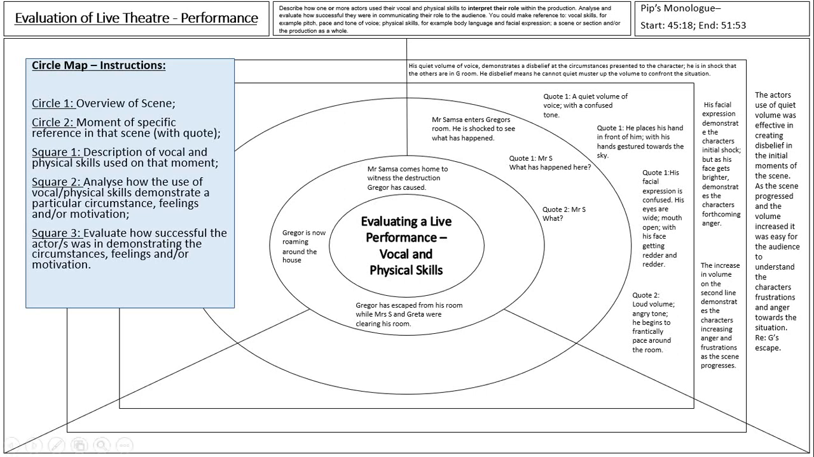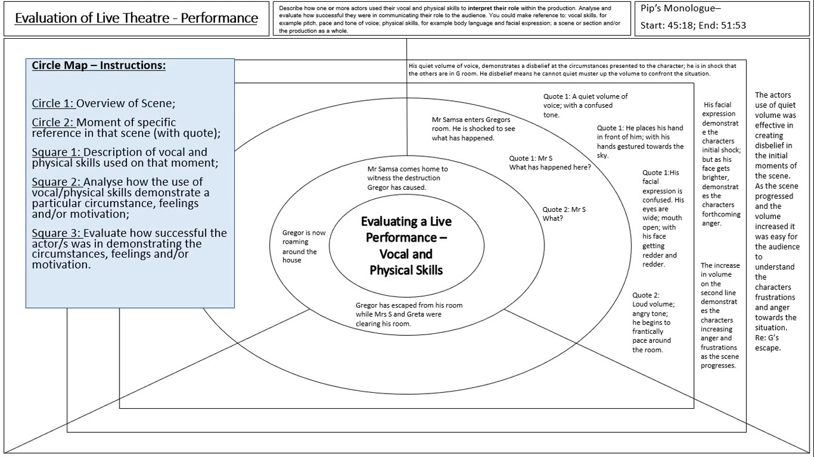As I move into my first square, I'm now going to ask you to describe the vocal and physical skills used at that moment, on that quote, in that specific section that you have narrowed down to. So, quote 1, I'd use a quiet volume of voice with a confused tone. Quote 1, he places his hands in front of him with his gestures towards the sky. Again, all I'm doing is describing. I don't need to analyse because that's coming in my second square.